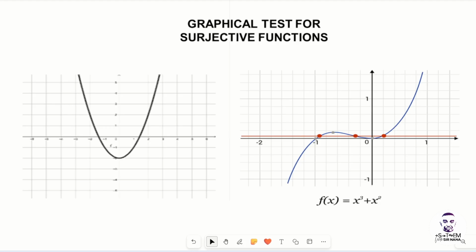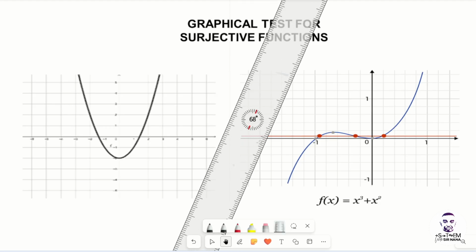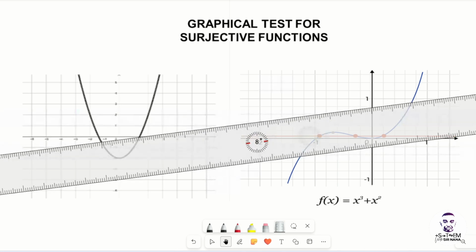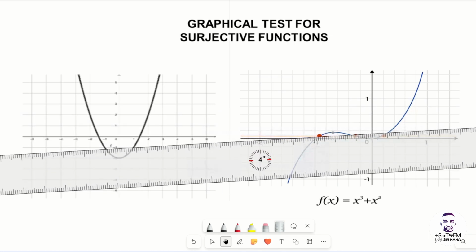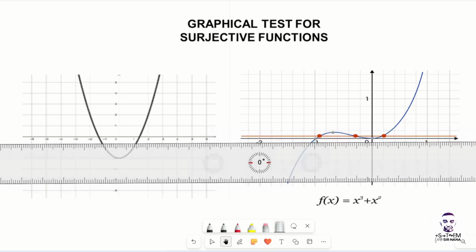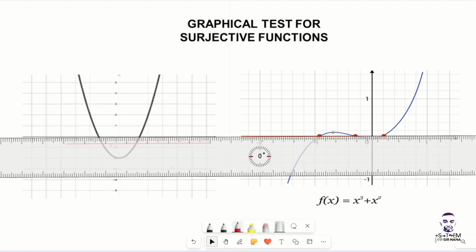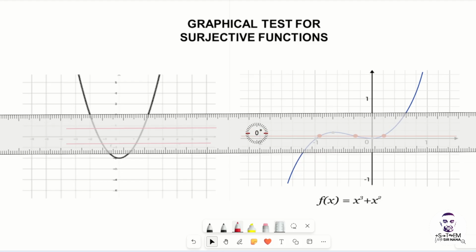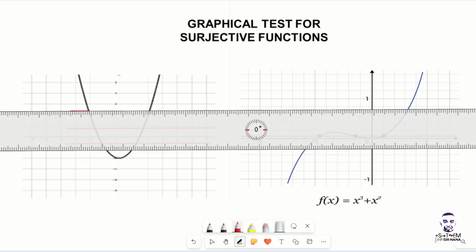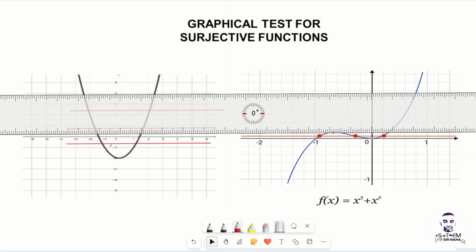So we have these graphs here, and to be able to test for it graphically, we would want to draw a line on various parts of the functions. So let's draw a line here. We could move it as well and draw another line here, and then we move it and draw a line. So we are drawing as many horizontal lines as possible. So, the horizontal line test.